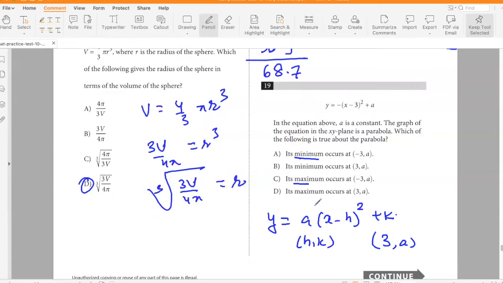Now, when a is negative, because here a is minus 1, the parabola opens downward. And so the vertex, which is 3 comma a, would be the maximum point of the parabola, right? Because the parabola doesn't go above that. So its maximum occurs at 3 comma a, option D.